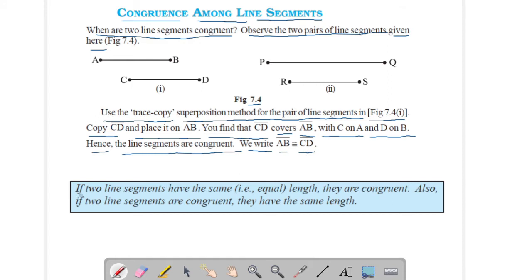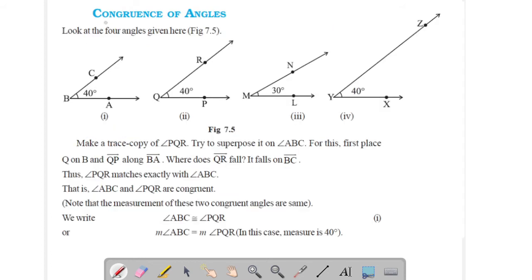So we can say that if two line segments have the same or equal length, they are congruent. Also, if two line segments are congruent, they have the same length. Always remember this.